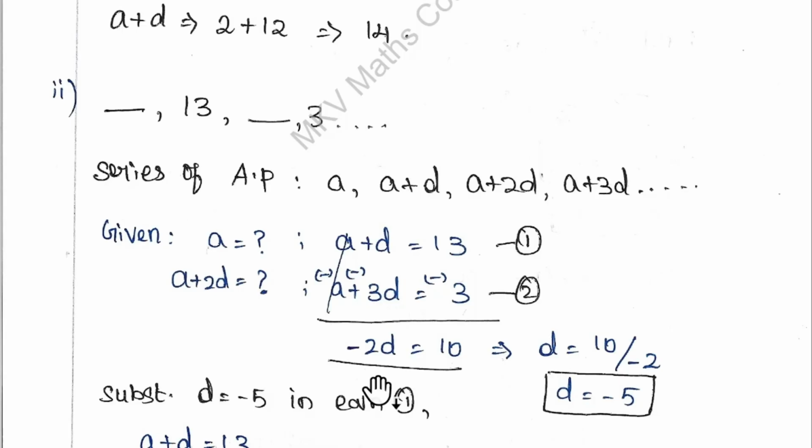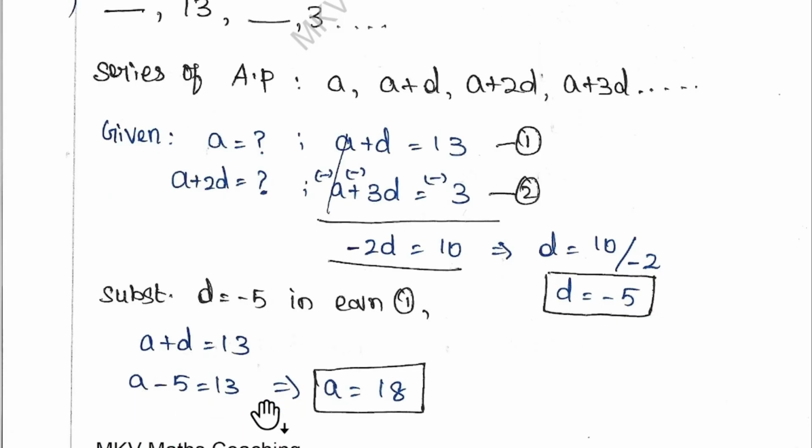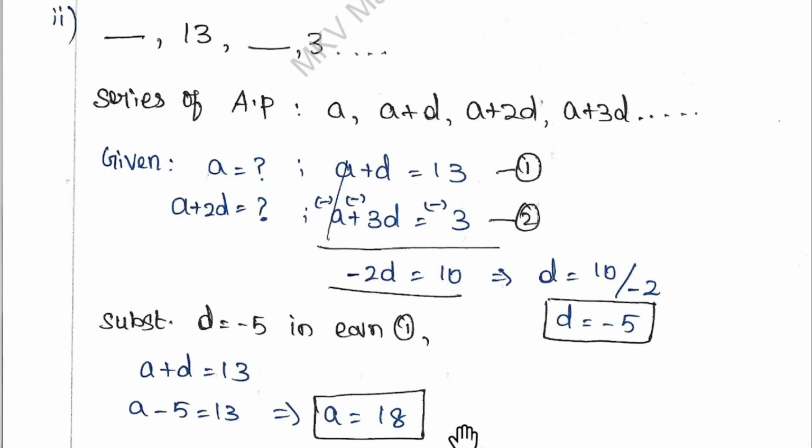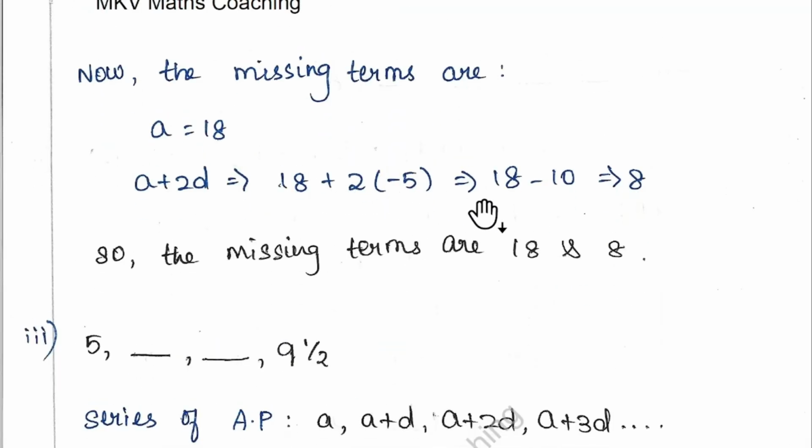So just subtract it and get the D value using the elimination method. D minus 3D will give you minus 2D. 13 minus 3 is 10. So D will be minus 5. So once you get the D value, just substitute in any of the equations. I am substituting in the first equation, D value minus 5. A minus 5 is equal to 13. Send this 5 that side, you get the A value as 18. Once you get A and D, you can easily substitute in the series of the AP, right? So the missing term A is 18 and A plus 2D is 18 plus 2 into minus 5, which will give you an answer of 8. So the missing terms are 18 and 8.